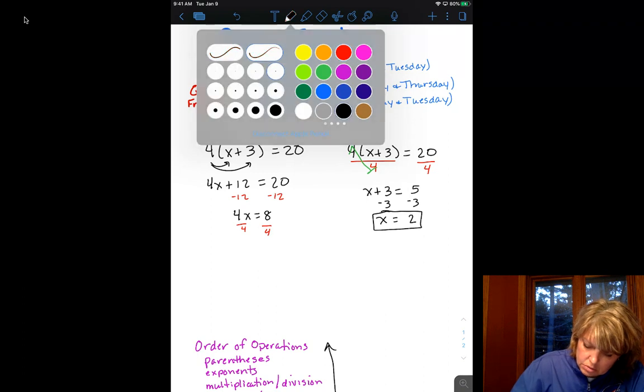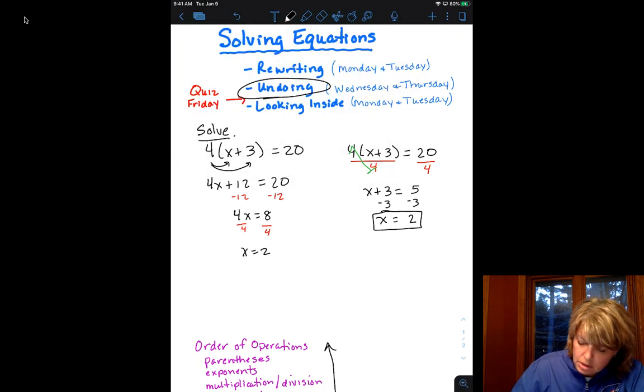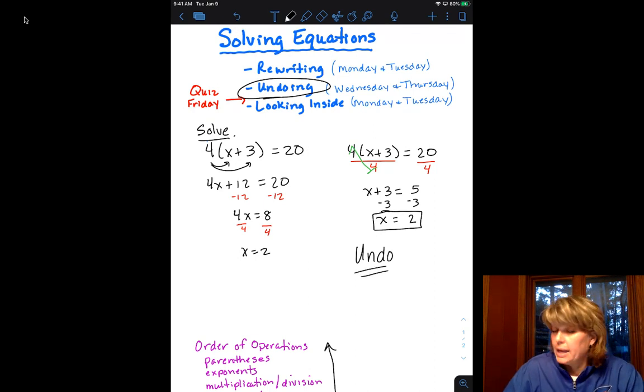And that leaves us with x equals 2. The only difference, this is the undoing method. We're undoing it. It's strictly a matter of choice. You can do it either way. But some of you will really, really learn to like this method.